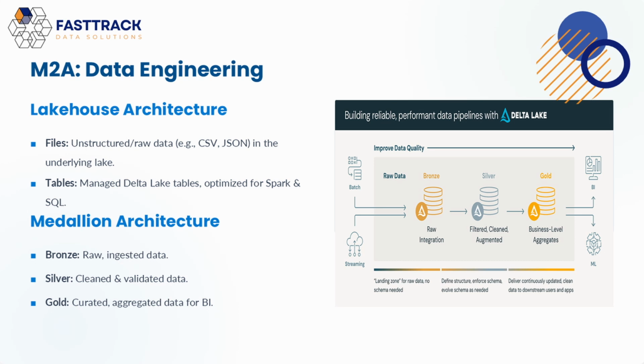A best practice here is the medallion architecture, which structures your data into 3 layers: bronze for raw data, silver for cleaned and validated data, and gold for curated, aggregated data ready for BI.